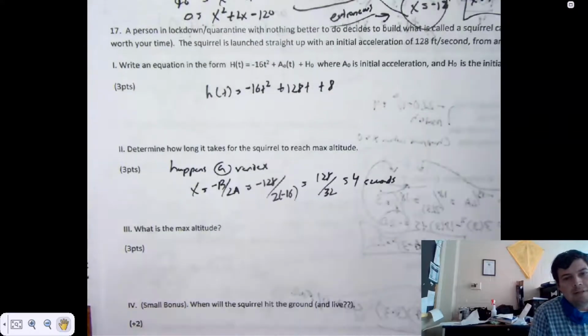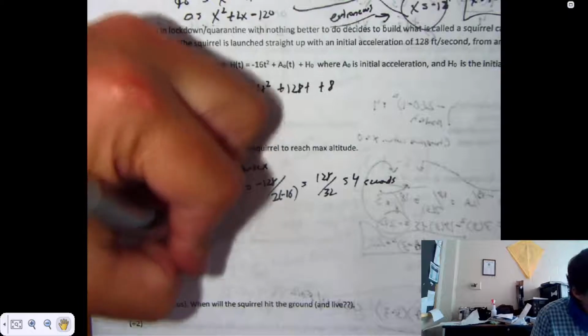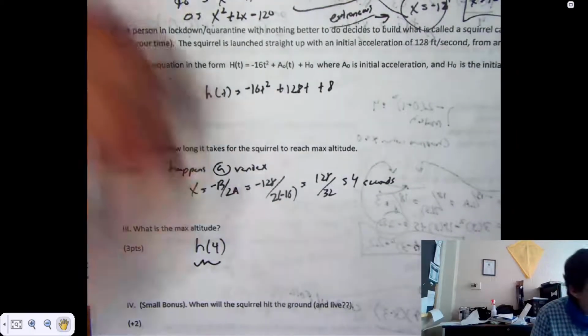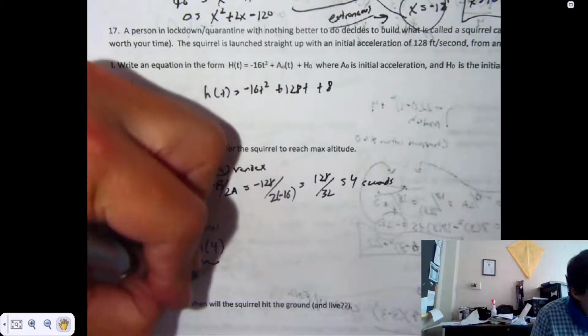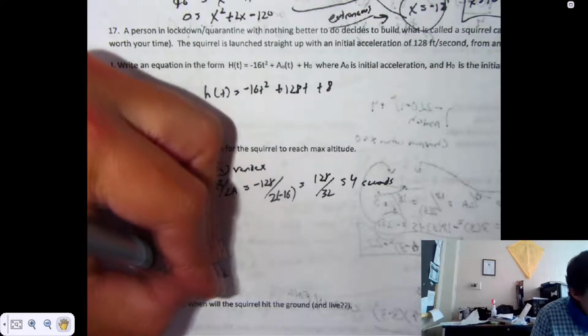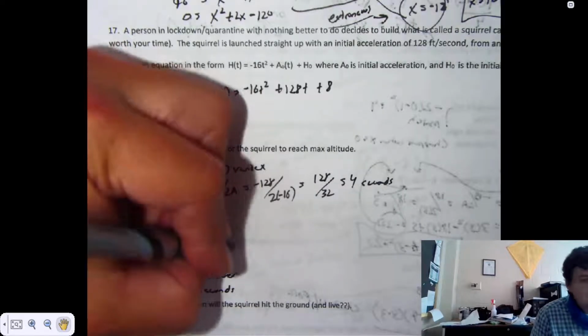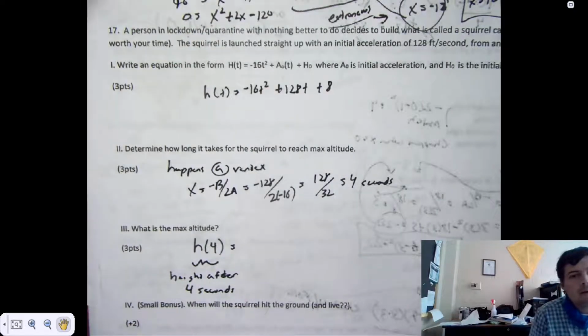Part 3, what is the max height? Well, you plug a 4, the height after 4. That's how this is read. We don't say H4, we say height after 4 seconds. Is what happens when you plug a 4 in. So we plug a 4 in.